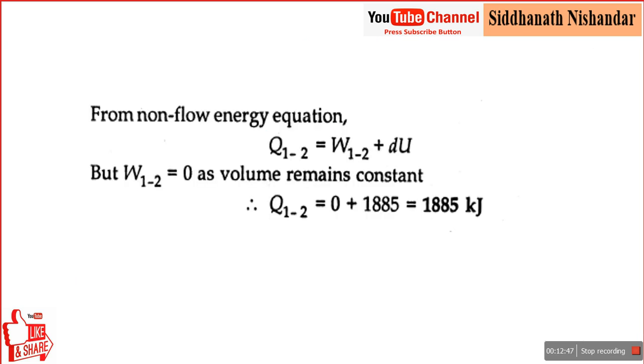Then for the non-flow energy equation, we know the fundamental equation. With a constant volume process, the work done is 0 here. So whatever amount of heat we supplied is utilized for the change in internal energy. So the internal energy we calculate is the heat supplied, which is around the same, 885 kilojoule.